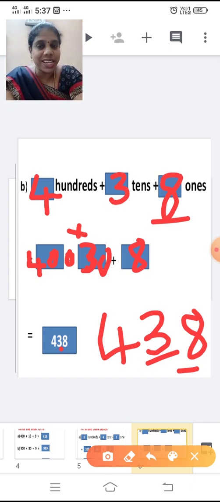So how many hundreds are here? 4 hundreds. So write 4 in the box, and 3 tens, so write 3 in the box, and how many ones? 8. So when you write in expanded form, 400 plus 30 plus 8.